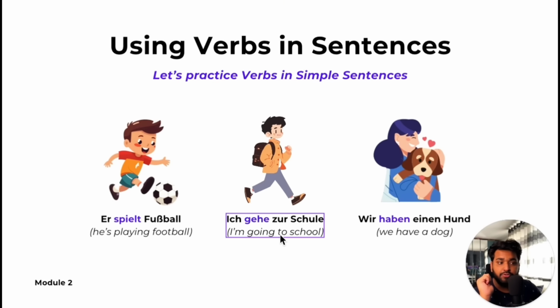I am going to school. Wir haben einen Hund. We have, haben, have. We have a dog.